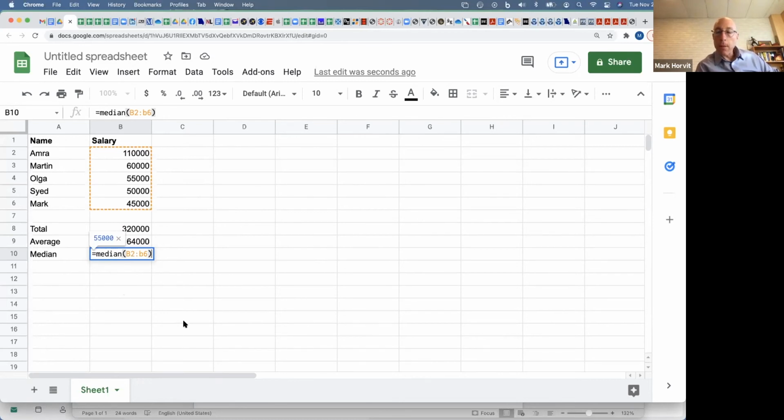And then we hit enter. And you'll see the median, the middle salary, and you can tell it is by looking at it, is $55,000. In this case, I would argue as a journalist, that's a better number for me to use because there are people who earn both above and below that 55. It's closer to what most people earn.